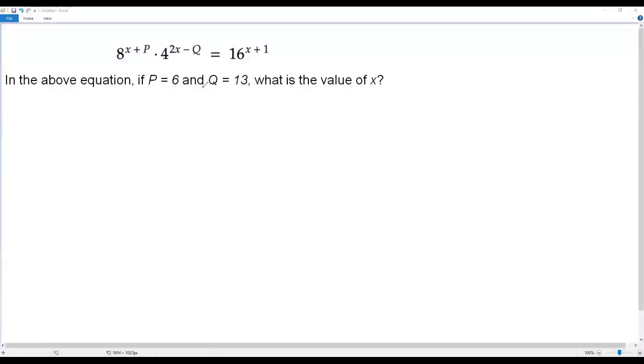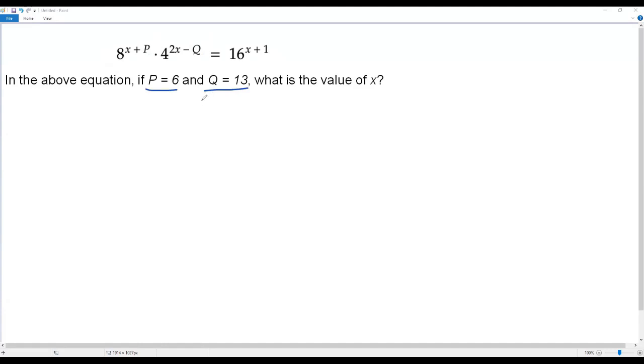Here we have a problem on solving an exponential equation. There is an exponential equation given over here, and we have to find the value of x in this exponential equation. In this equation, we have two unknown constants p and q, and we have the values of these two unknown constants in the question itself. That is p equals 6 and q equals 13.